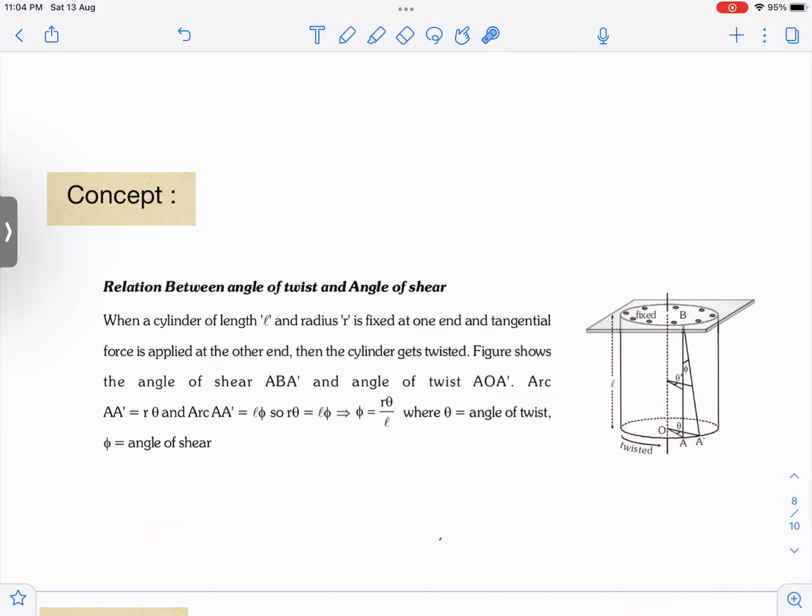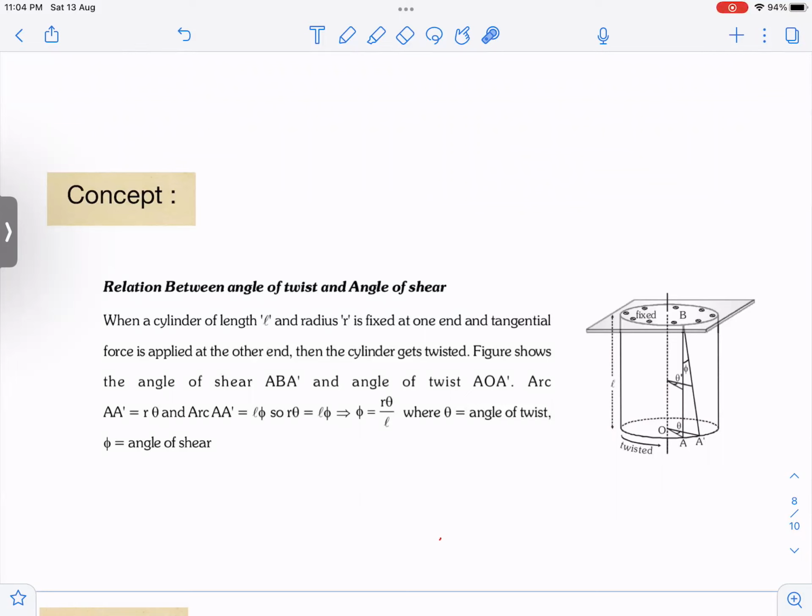Now if you see carefully, there are two angles. One angle is this phi, you can see the small angle. Another angle is this theta. So when you twist it in this direction, this is the straight line AB. Since point B is fixed, it is not going anywhere. When you are twisting this surface, then point A will shift to A prime. Let us say this angle AOA prime is theta. This angle is called the angle of twist, the angle by which this surface gets twisted.